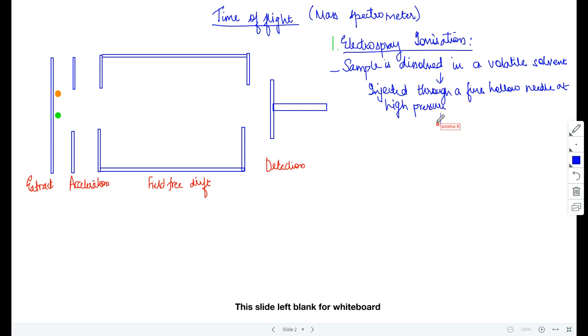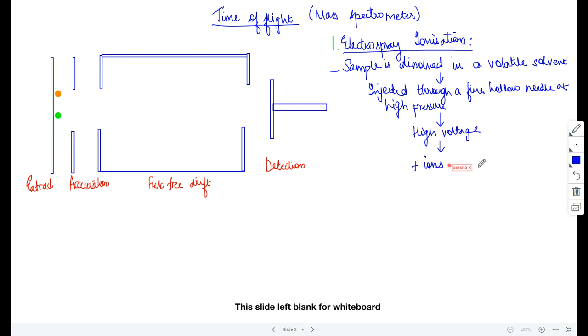Next, what is happening here is the solvent is evaporating. Now we have said that the sample is dissolved in a volatile solvent. Tell me, what do you understand by volatile solvent? It's easily evaporated. Okay, which is easily evaporated. Now, third point, because the solvent is evaporating, it is subjected to a high voltage. When we give them a high voltage, they form positive ions.